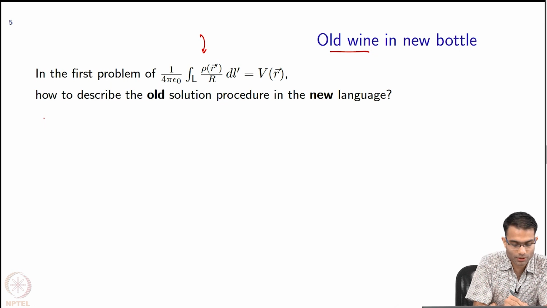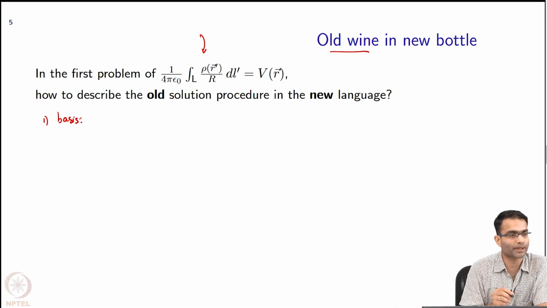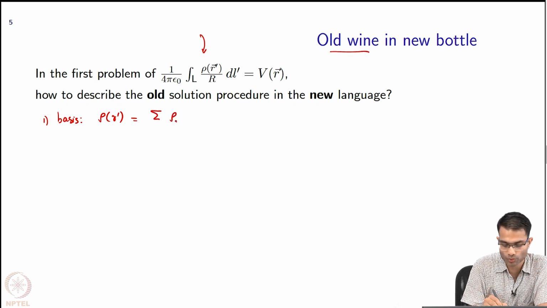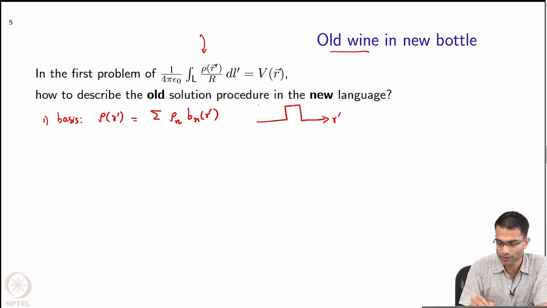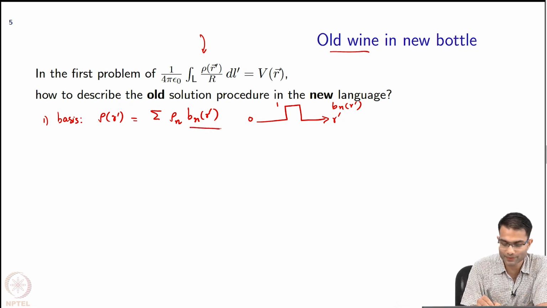So the first step was the basis. What did I choose for the basis? My variable was rho. So I wrote rho of r prime in terms of the basis functions, some rho n bn of r prime, right? And bn was something like this, the nth segment. So that was step 1. I did the basis function, though I didn't call it method of moments then, but I chose a basis function.